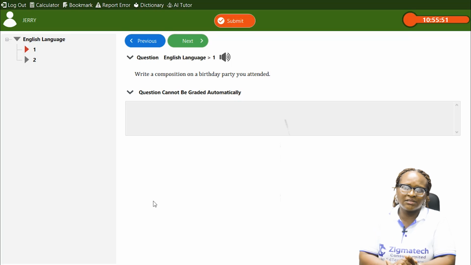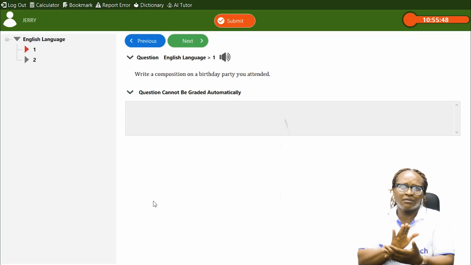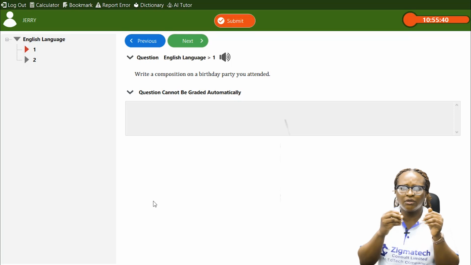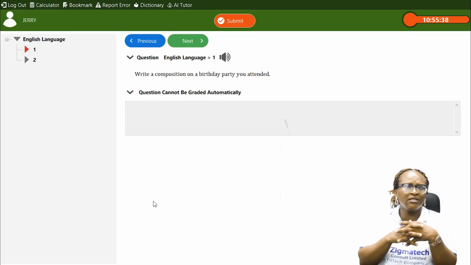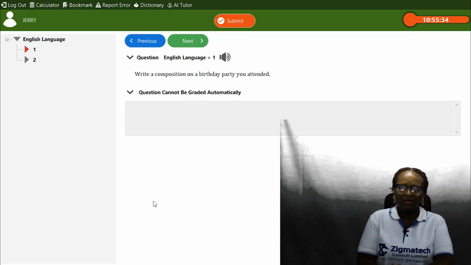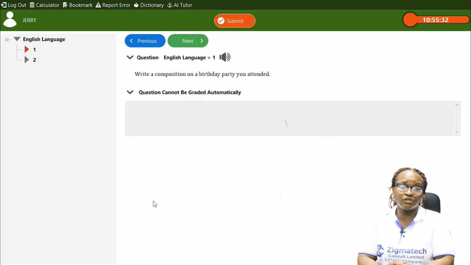So that being said, we have before us the first writing, and that is a composition. You've been asked to write a composition on a birthday party you attended. Basically, you'll be asked to write at least 250 words. In this type of essay, it is important for you to know that paragraphing is key.